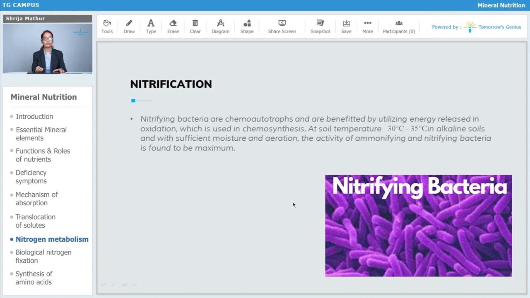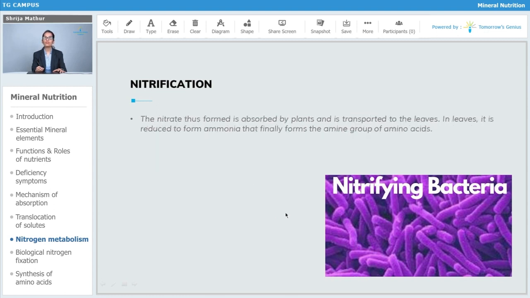Nitrifying bacteria are chemoautotrophs and are benefited by utilizing energy released in the oxidation, which is used in chemosynthesis. At soil temperature of 30 to 35 degrees Celsius in alkaline soils, and with sufficient moisture and aeration, the activity of ammonifying and nitrifying bacteria is found maximum. So at this temperature, their activity can be maximum. The nitrates thus formed are absorbed by the plants and transported to the leaves. In the leaves, it is reduced to form ammonia that finally forms the amine group of the amino acid.